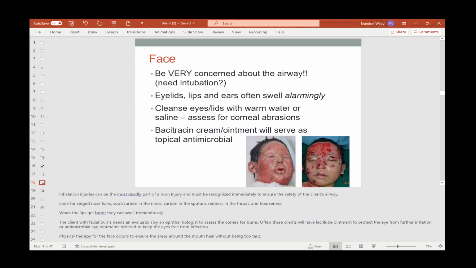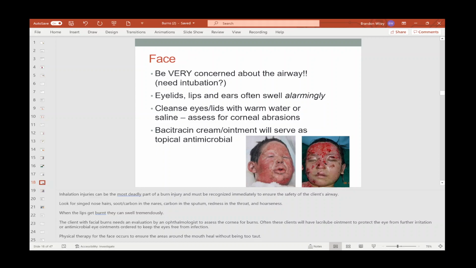So for our face, we want to look at our eyeballs. We want to make sure that we don't have corneal abrasions. But we are going to most likely intubate this patient. Your lips are real sensitive, and so they will swell up like no tomorrow. Your eyes will swell up like no tomorrow. So we want to make sure that we clean those off as best as we can. But don't forget the eyes, because they may have to have some antibiotic cream in them because we have corneal abrasions.